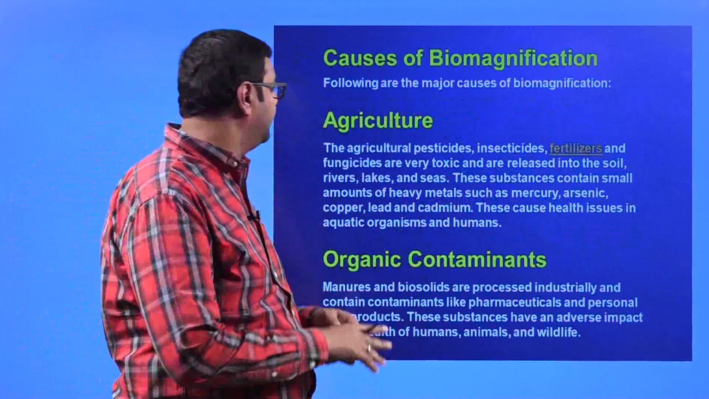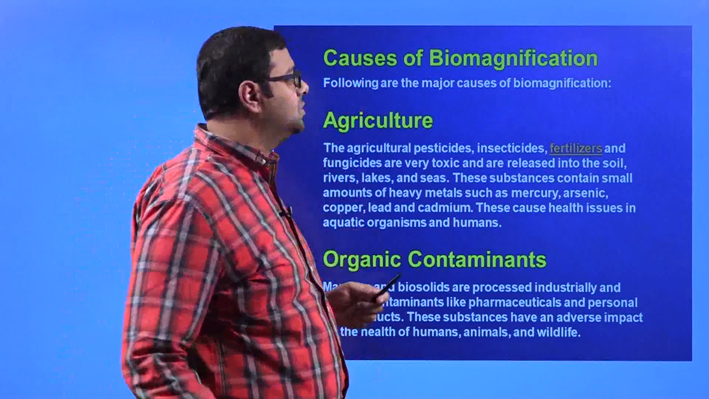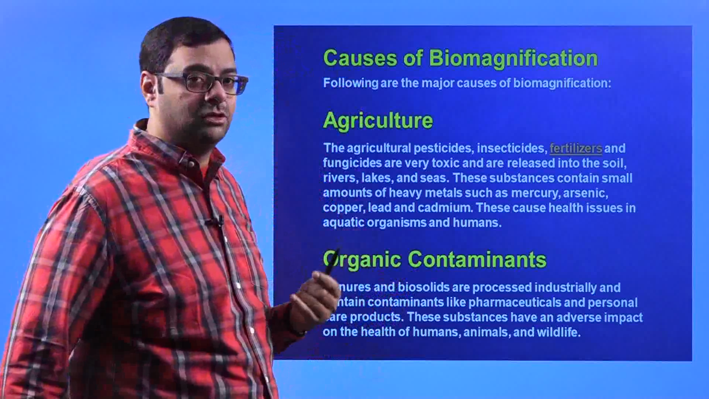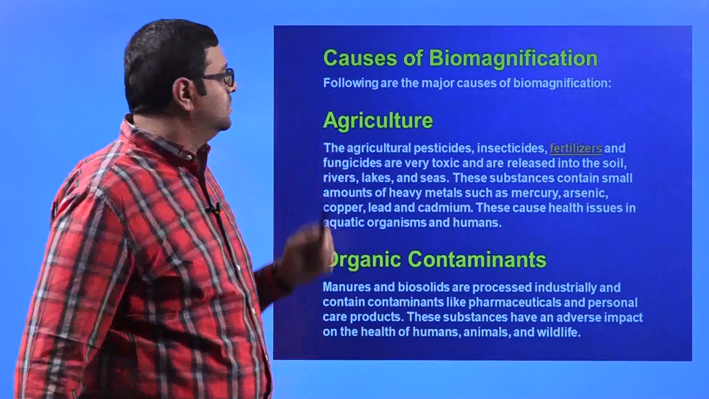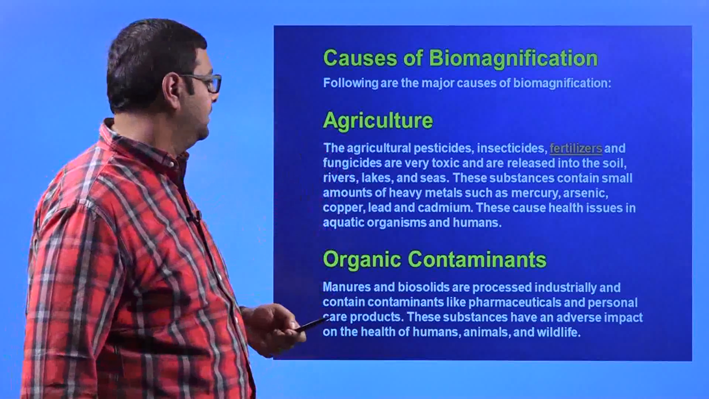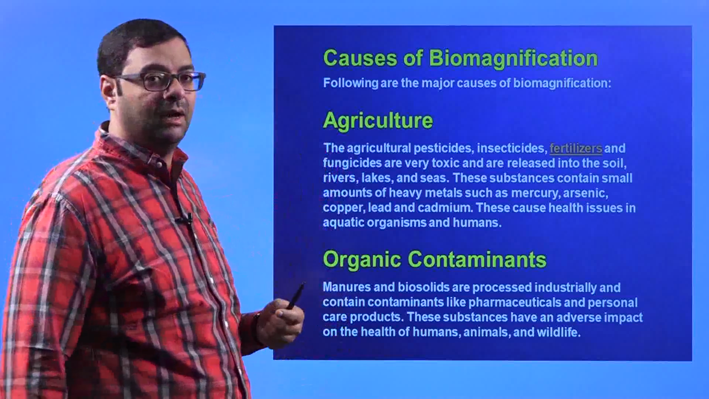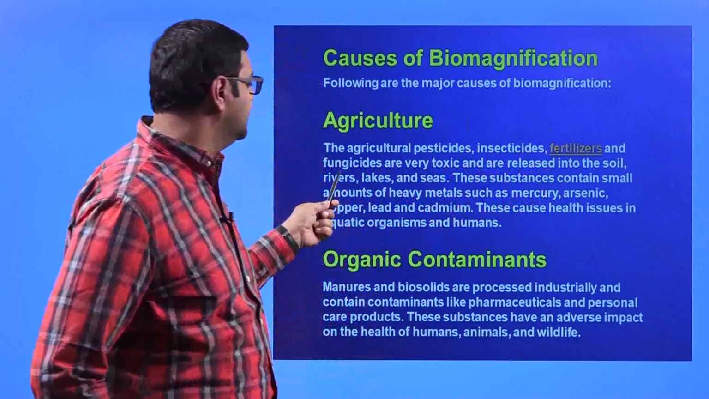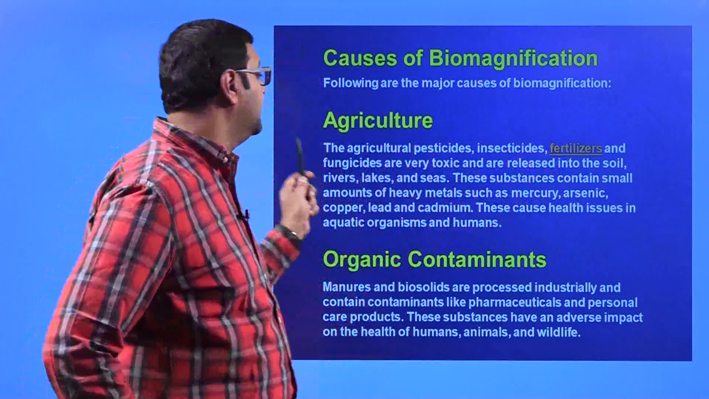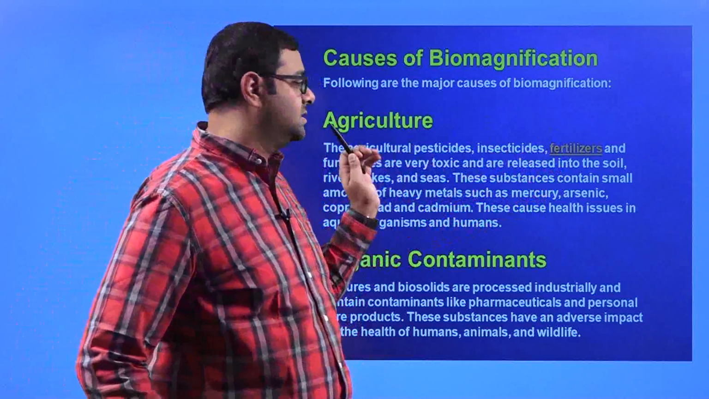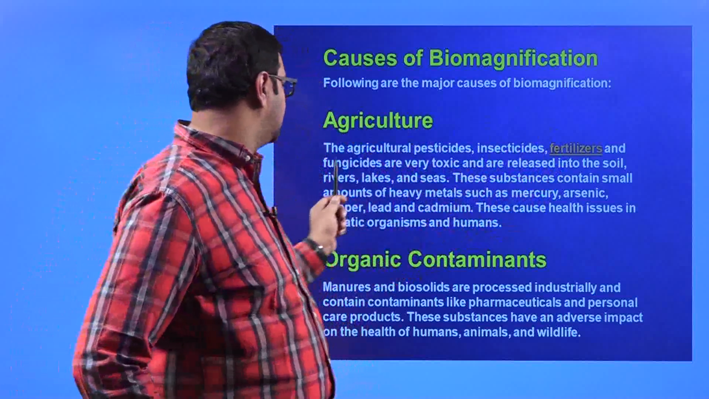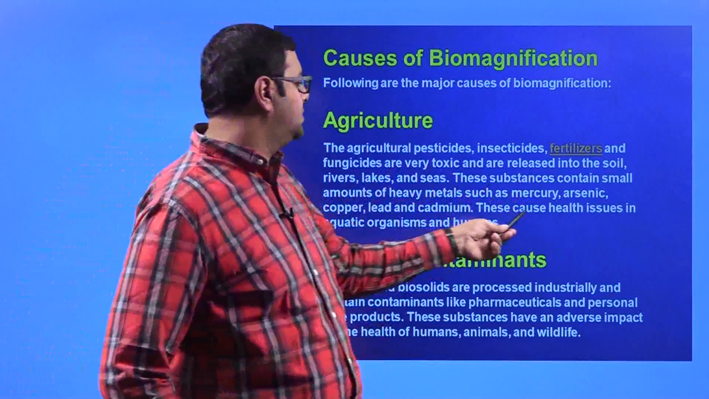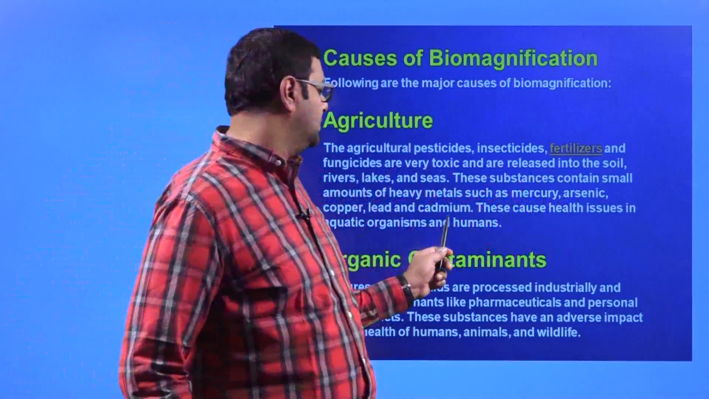Now moving on, causes of biomagnification. So we will see what causes have brought biomagnification into the picture. Now agriculture: how is it contributing to biomagnification? The agricultural pesticides, insecticides, fertilizers and fungicides are very toxic and are released into the soil, rivers, lakes and seas. These substances contain small amounts of heavy metals such as mercury, arsenic, copper, lead and cadmium. These cause health issues in aquatic animals, organisms and humans.